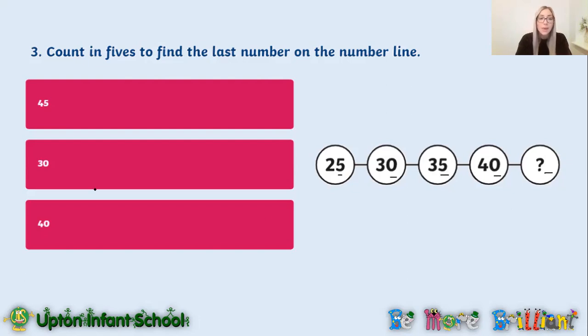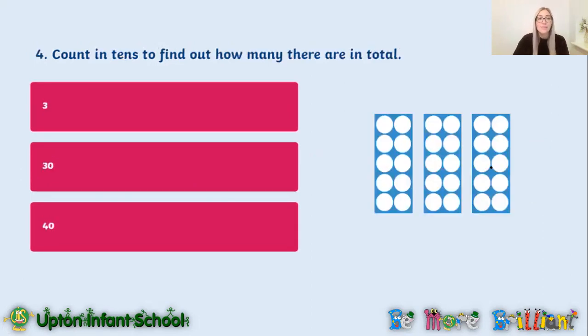Okay, so it can't be 30 because it doesn't end in a 5. And it can't be 40. So my answer must be 45. Brilliant, everybody. So here I have got 45. And that makes sense, doesn't it? Because the number before it is 40. And 5 more than 40 is 45. You're doing so well with these, everybody.